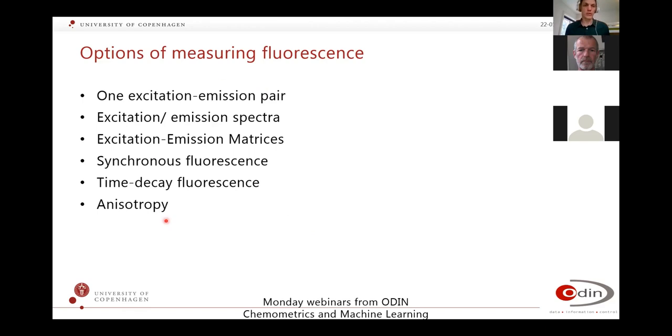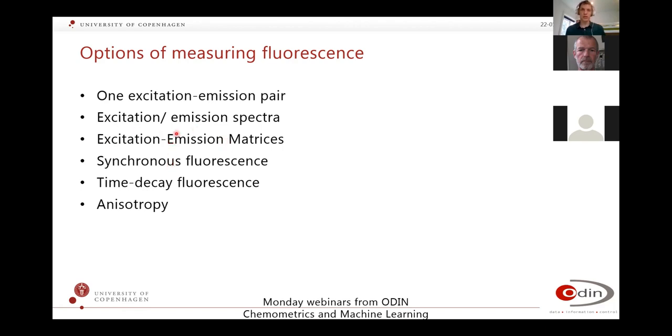Here are just some ways to measure fluorescence. You can do one excitation emission pair. This is not so much done anymore because people have realized that that is not exact enough. And you can do an excitation or an emission spectrum. Here you are getting more information at least, and you're getting a better signal. And then you have two different ways of doing it three-dimensional. One is excitation emission matrices, and the other one being synchronous fluorescence.